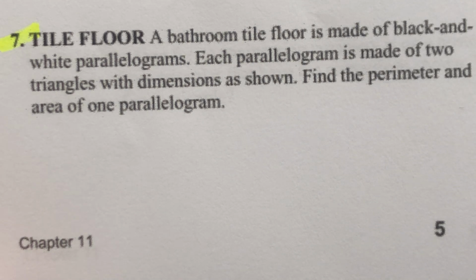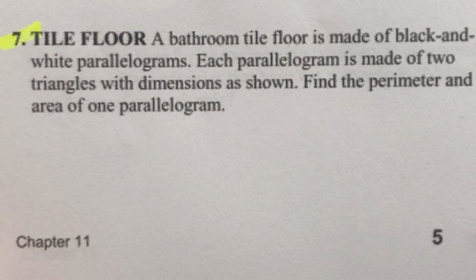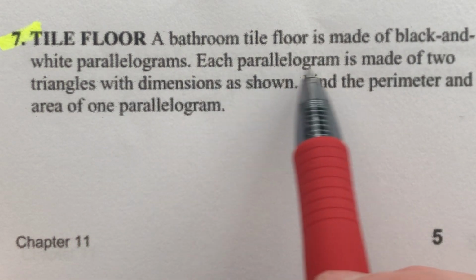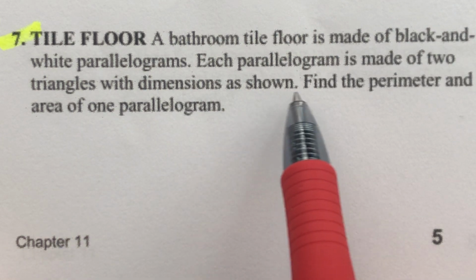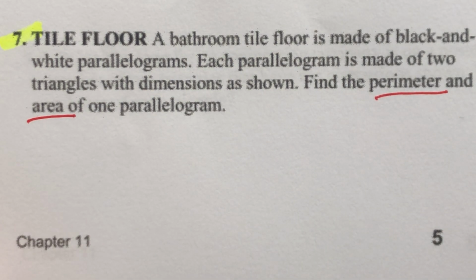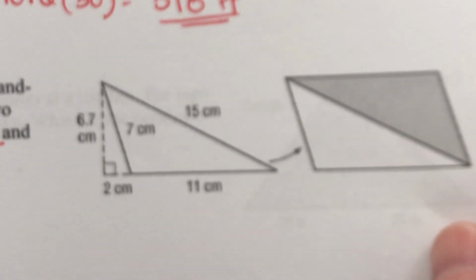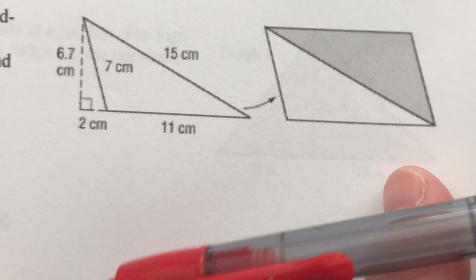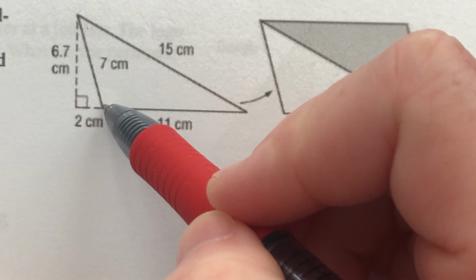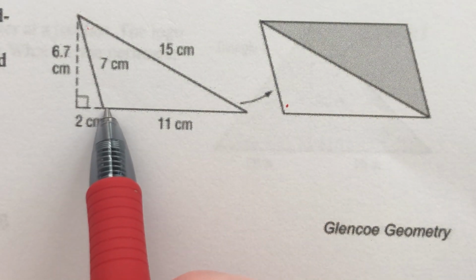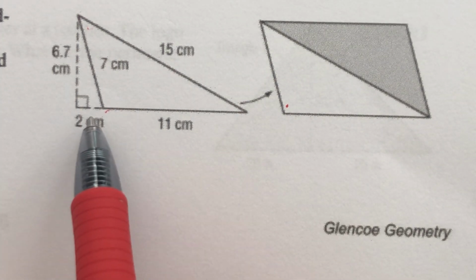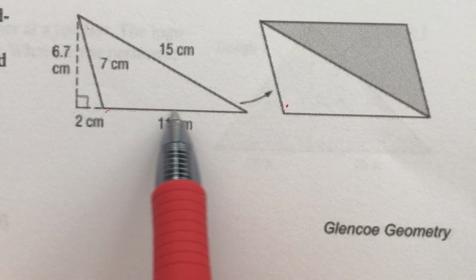All right, so for this word problem, last one of the video, we have the tile floor. A bathroom tile floor is made of black and white parallelograms. Each parallelogram is made of 2 triangles with dimensions as shown. Find the perimeter and area of one parallelogram, this entire thing. All right, so this is what we're focused on. So area and perimeter, it gives me this guy right here, and it gives me this bottom. Oh, for the top, okay.